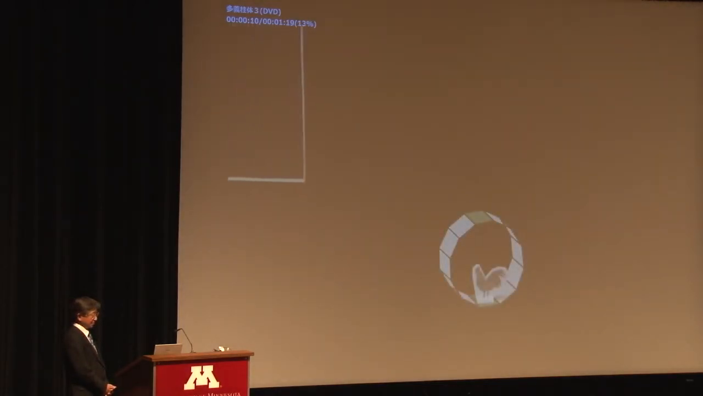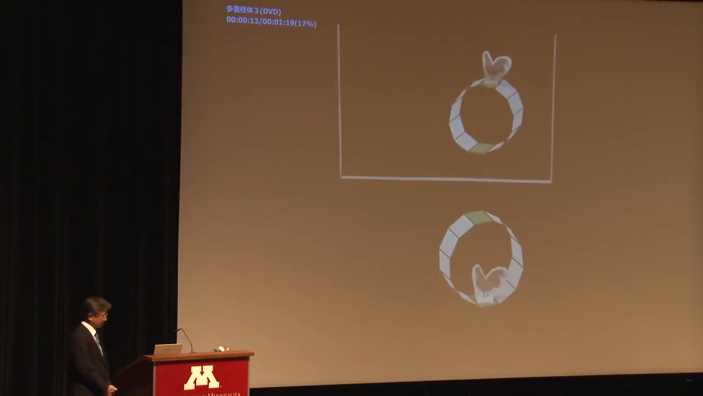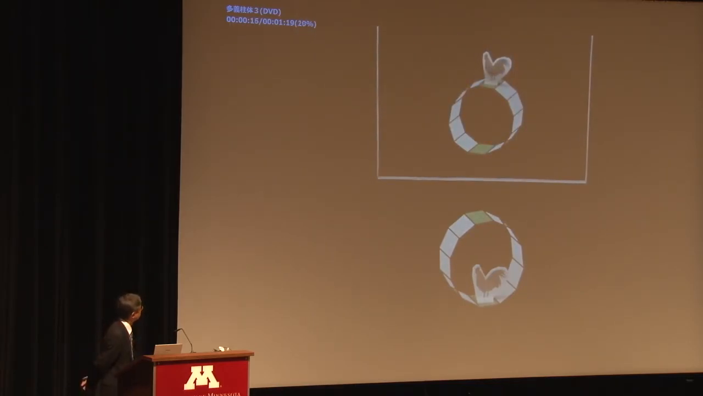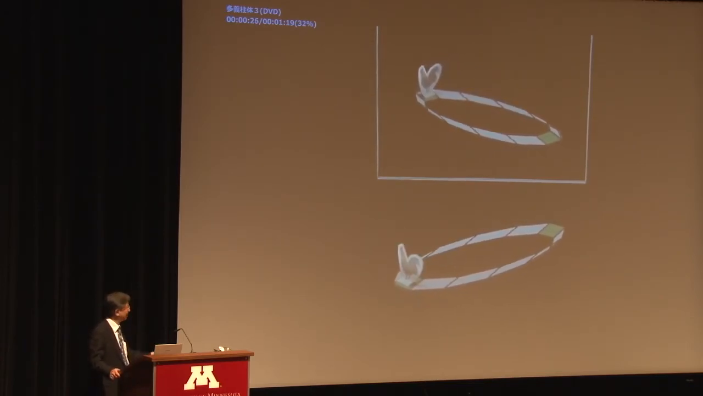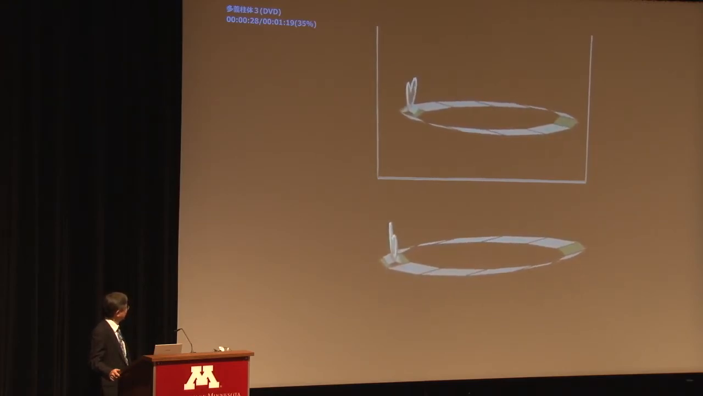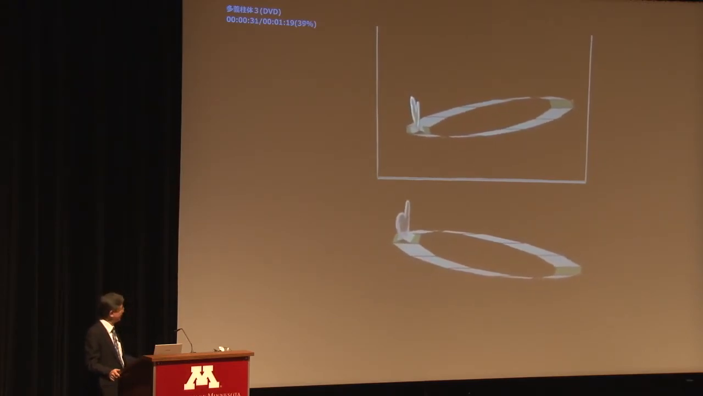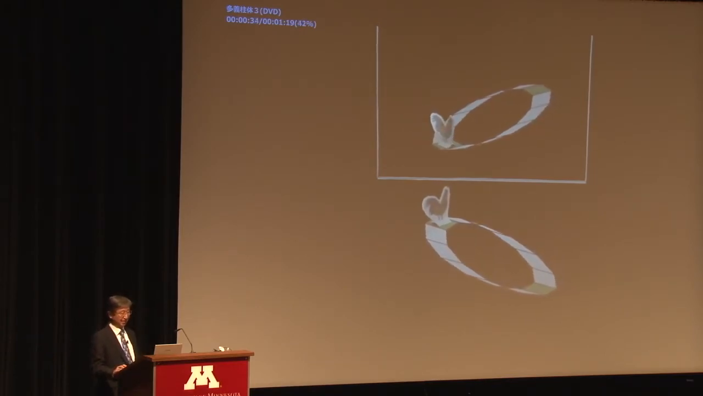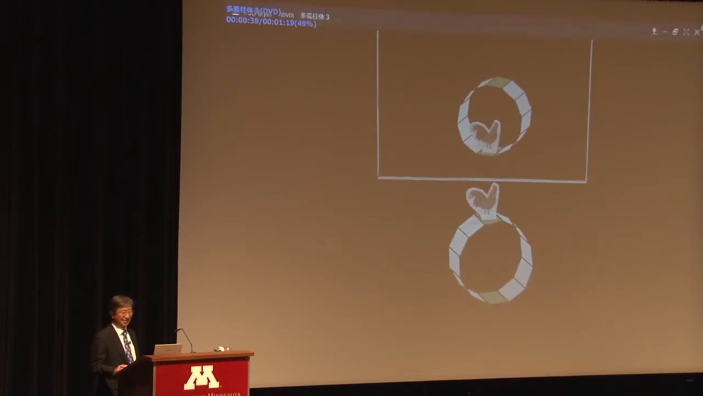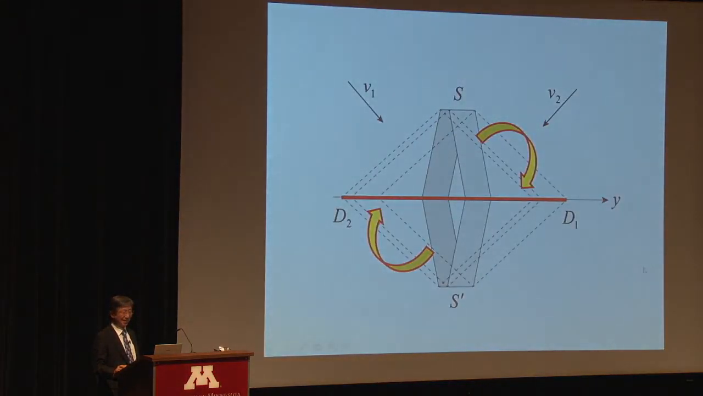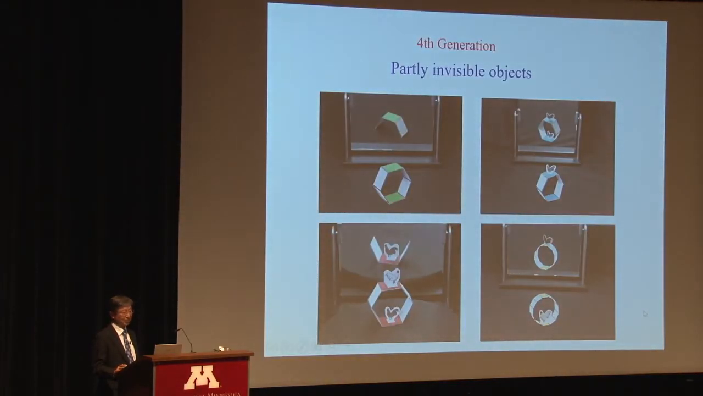So everything is just horizontally oriented pictures, and the rooster only is standing. This is a trick. So they are the fourth generation, partly invisible objects.